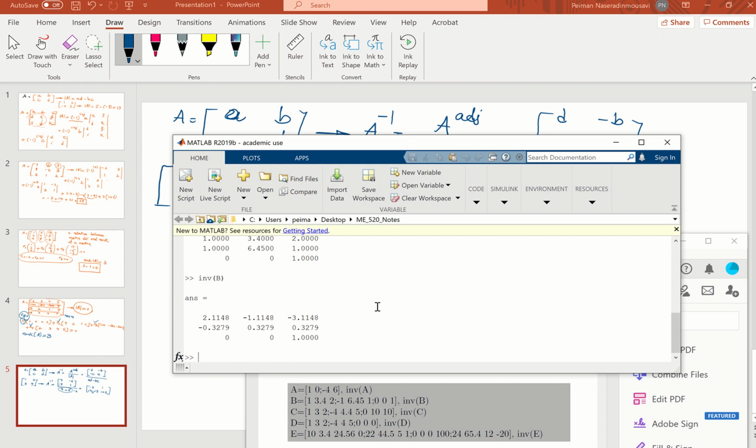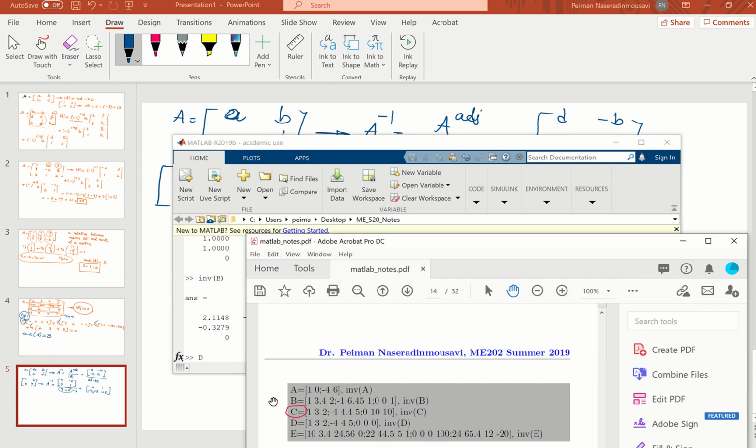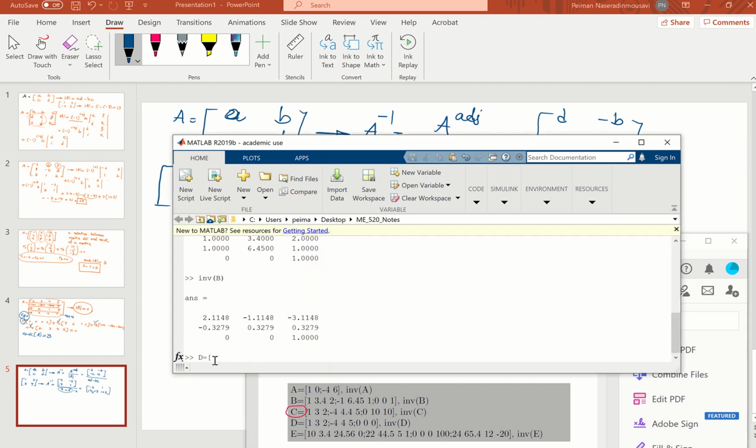Guys, I have 2 points. You can do the C at home. I want to go to the D, guys. Matrix D is 1, 3, 2, minus 4, 4, 5, 0, 0, 0. So what do you expect to see as the inverse of this matrix, guys? I'll give you 1 minute to think about that. Please don't move the video forward, because we are learning, okay?